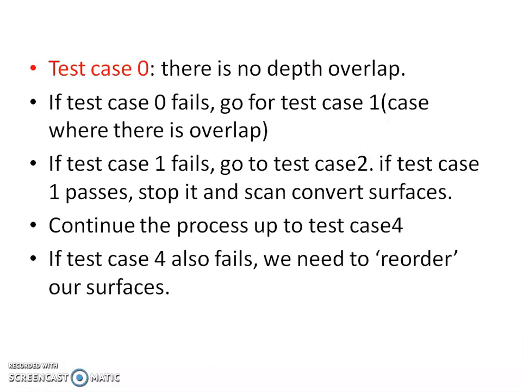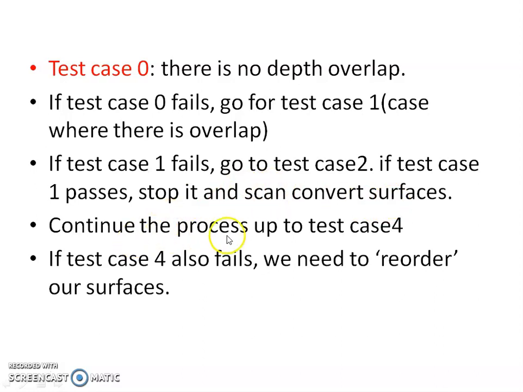Let us see this one. Suppose the test case 0 is there is no depth overlap. Depth overlap means in the Z direction. In the Z direction there is no overlap. If the test case 0 fails, go for the test case 1. That is the case where there is an overlap. And also if the test case 1 fails, go to the test case 2. If the test case 1 passes, stop there and scan convert the surfaces.